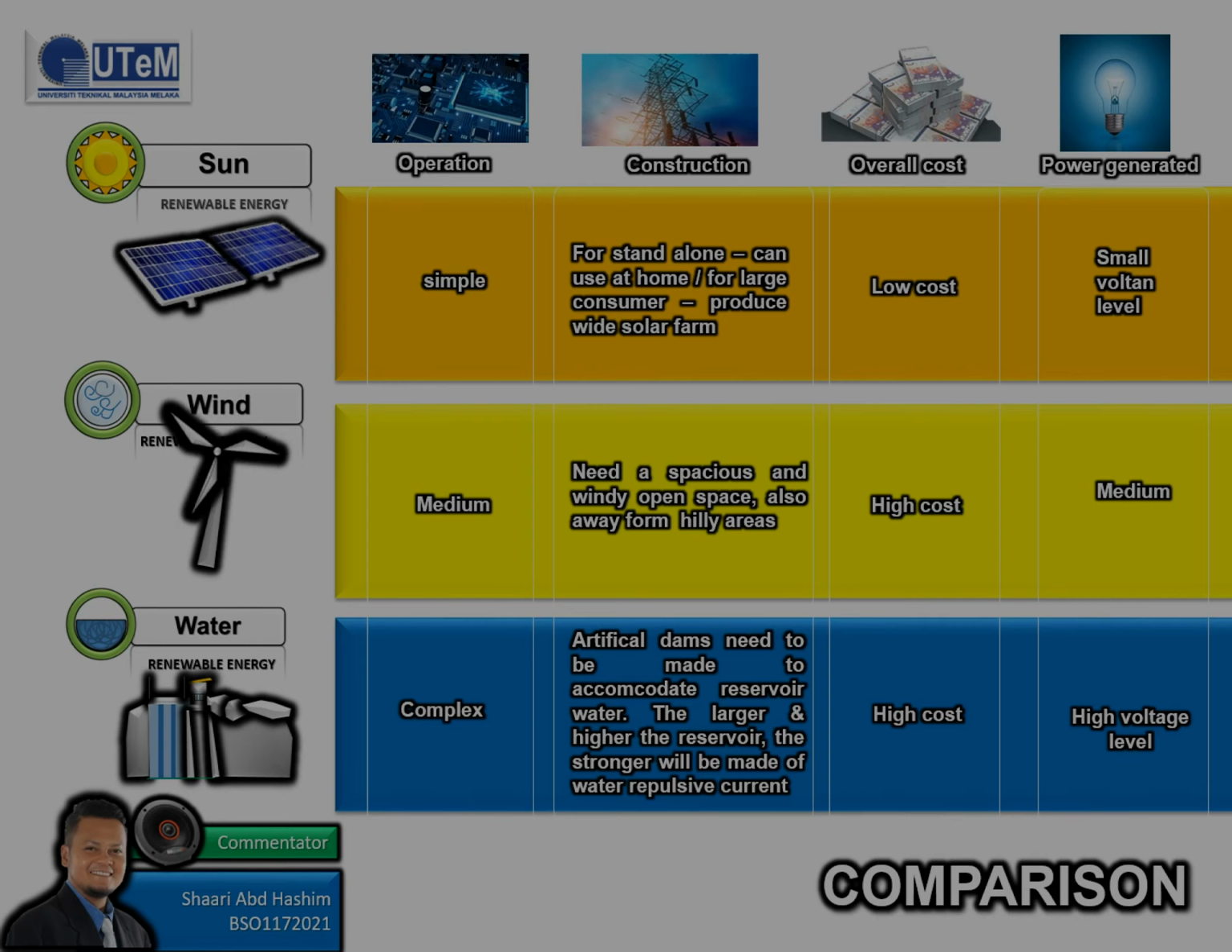Water: electricity generated from water is a more complex operation. Artificial dams need to be constructed to accommodate reservoir water. The larger and higher the reservoir, the stronger the repulsive current. The overall cost of construction of water as renewable energy is high and the power generated is high.